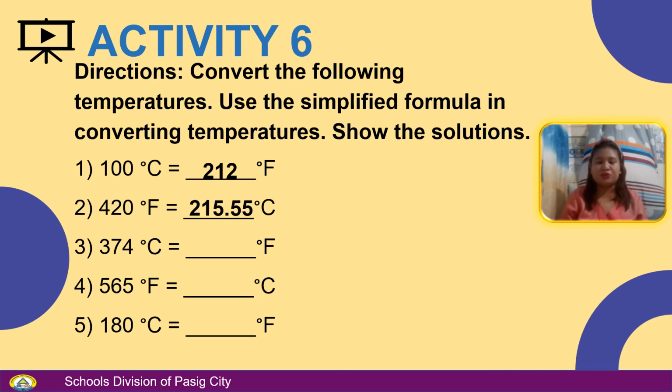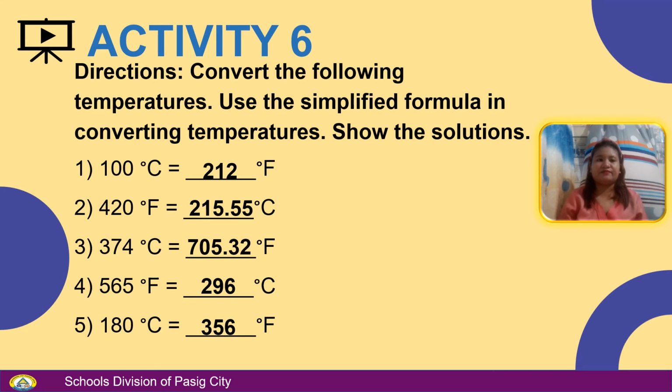215.55 degrees Celsius. Number 3, 374 degrees Celsius equals blank degrees Fahrenheit. 705.32 degrees Fahrenheit. Number 4, 565 degrees Fahrenheit equals blank degrees Celsius, 296 degrees Celsius. And 180 degrees Celsius equals blank degrees Fahrenheit, 356 degrees Fahrenheit.